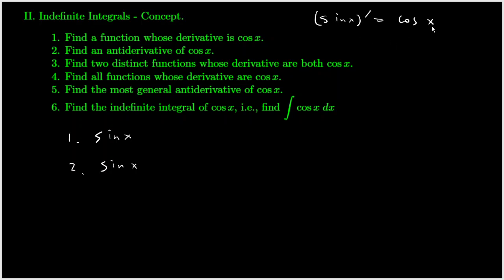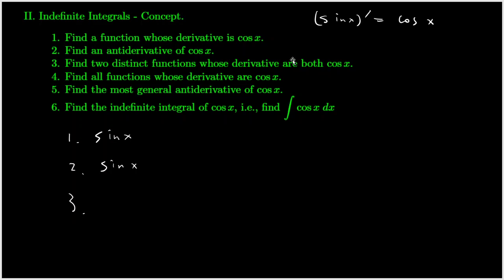I want to repeat the term. Cos of x is called the derivative of sine of x, and correspondingly sine of x is called an antiderivative of cos of x. So we're just done question 2, right? Any questions so far? I just introduced a new term. What do we mean by an antiderivative of a function?